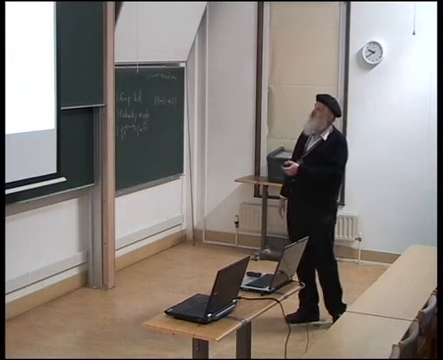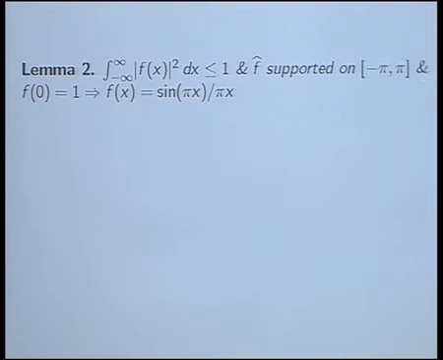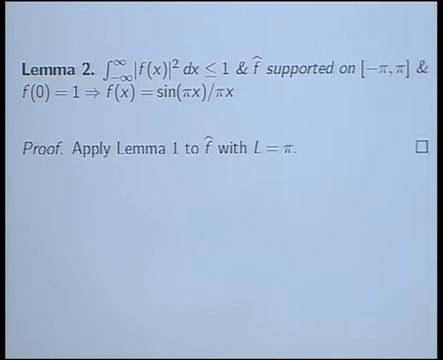The second version says the following. Suppose I have a function with an L2 condition on it, and its Fourier transform is supported on minus pi to pi, and its value at 0 is 1. Then f is the sine kernel, or sinc kernel, sine pi x over pi x. You just apply lemma 1 to the Fourier transform of f. So this kernel sine pi x over pi x enters because it's the Fourier transform of a characteristic function.